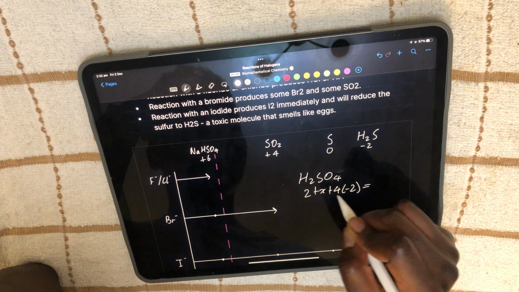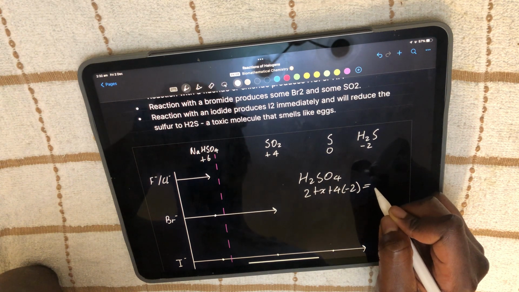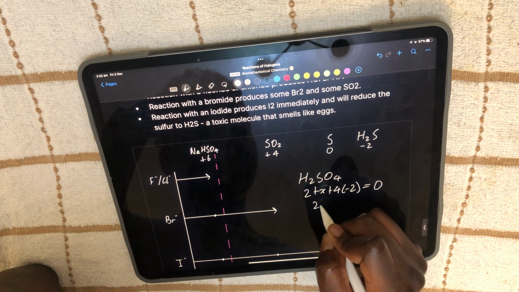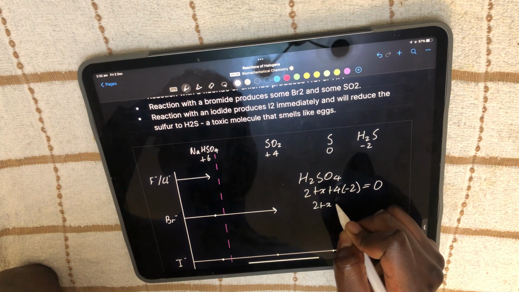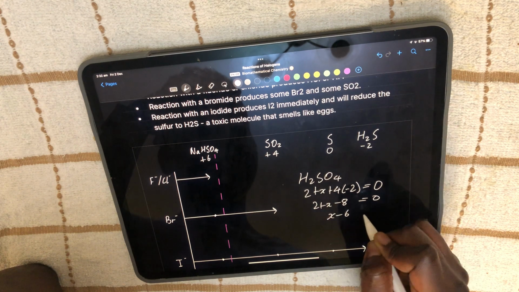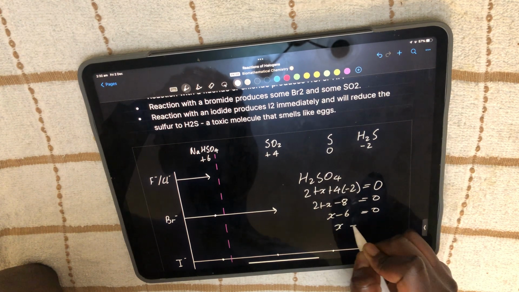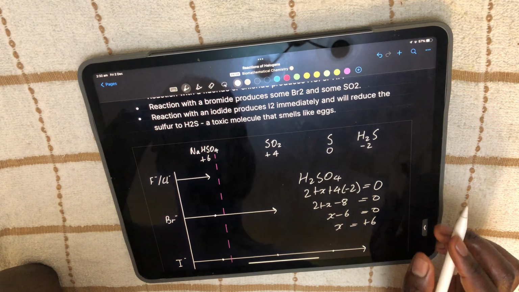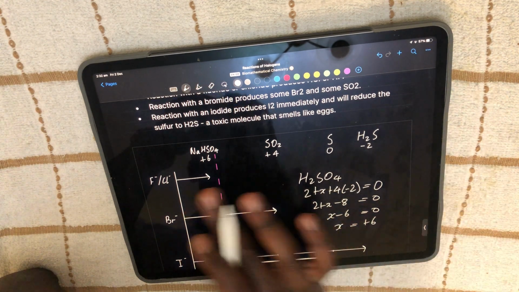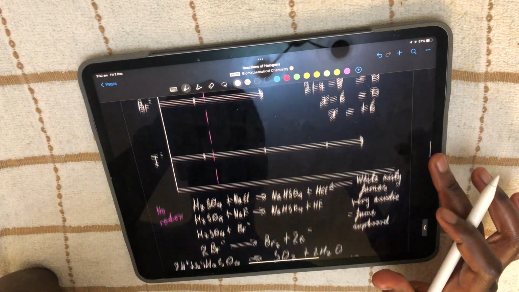And then the overall charge of this is 0, so the overall oxidation state is 0. 2 plus X minus 8 equals 0, so X is equal to +6. Therefore, the oxidation state of sulfur is +6. So that's the oxidation state of sulfur at the beginning.